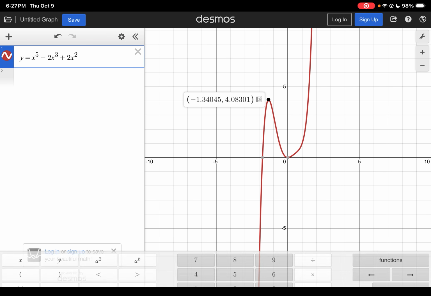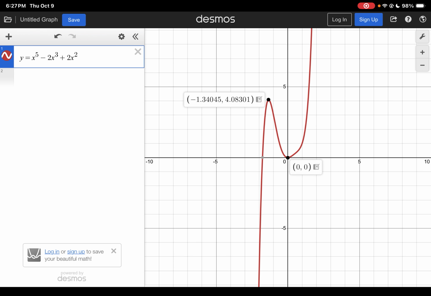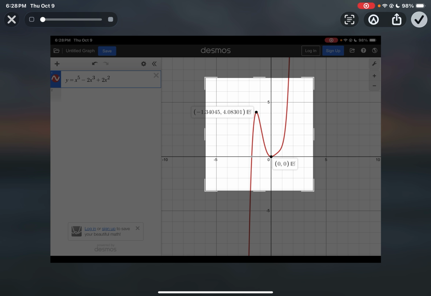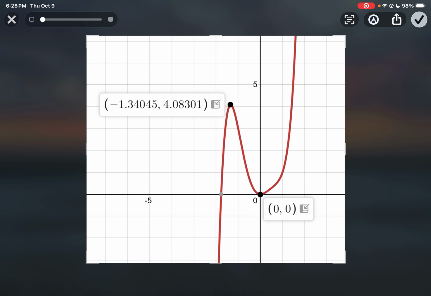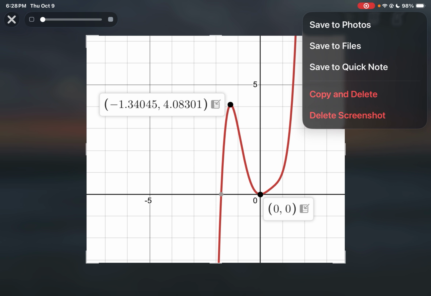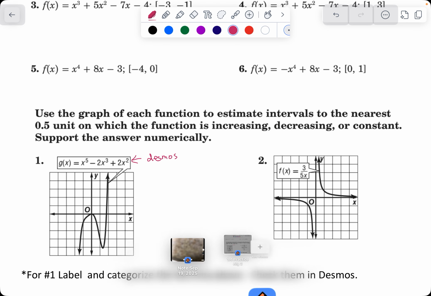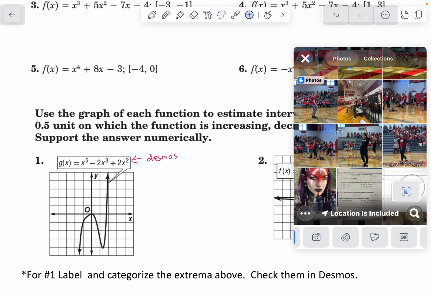So what you want to do is label those points. You need to see those points, the peaks and valleys, and then either draw what you see, a really rough little sketch on your piece of paper, or, luckily for me, I can take a screenshot and insert that right into my work so that we can talk about it. Let's go back to Notability and let me insert that picture.